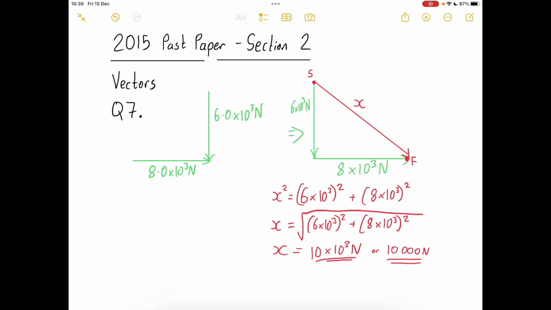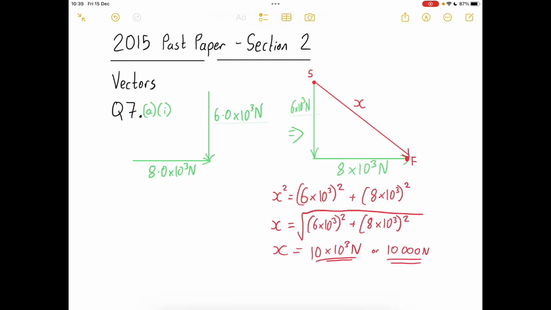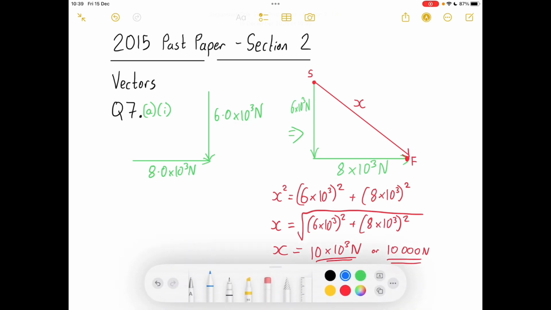Now, that is all you have to do for question 7 part A, part I, because it doesn't ask for a direction. It just asks for the size of the resultant force. So if you give a direction, an angle or a bearing, whatever, even if it's wrong, they just ignore it in this question. The marking scheme says ignore any direction stated in the answer. So all they care about is this part here. Right, we'll move on to the next one.